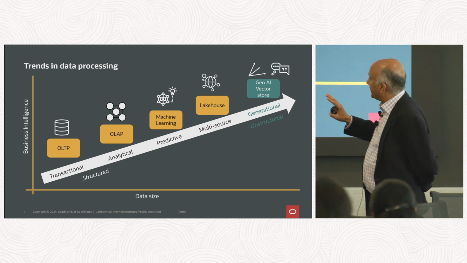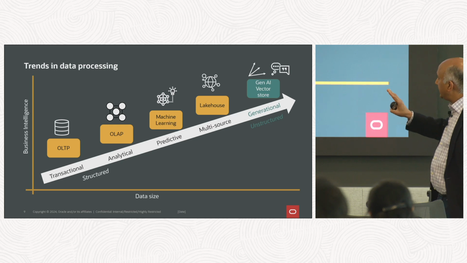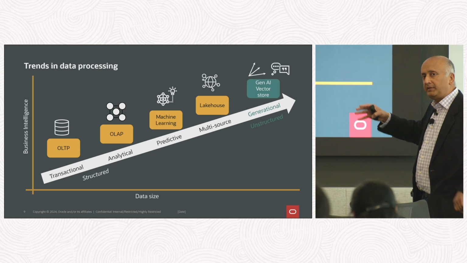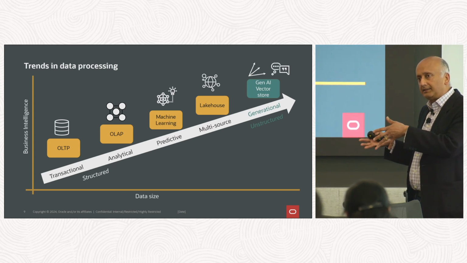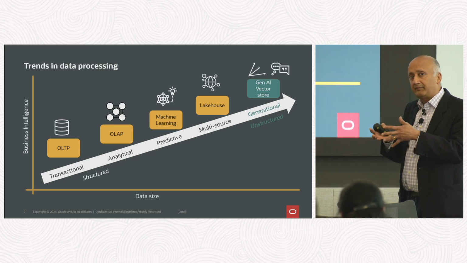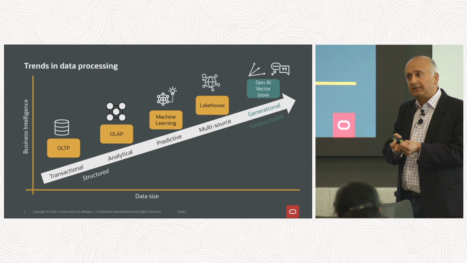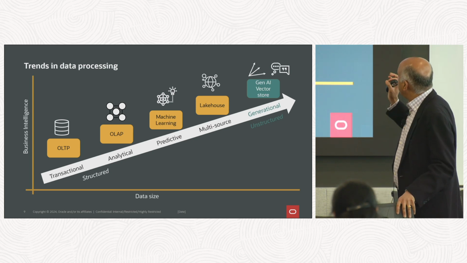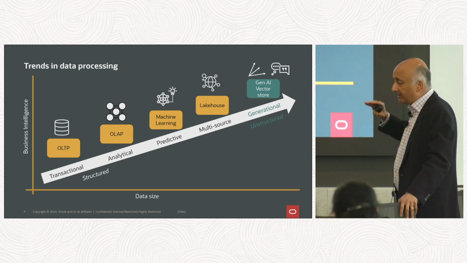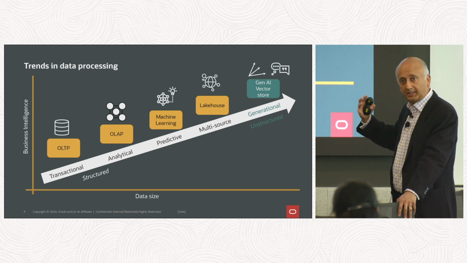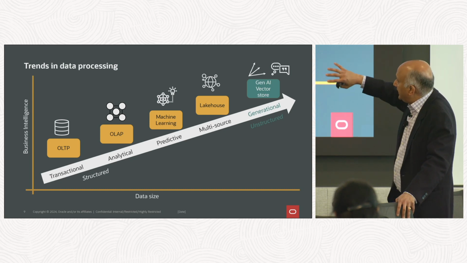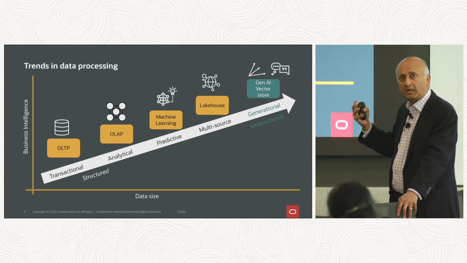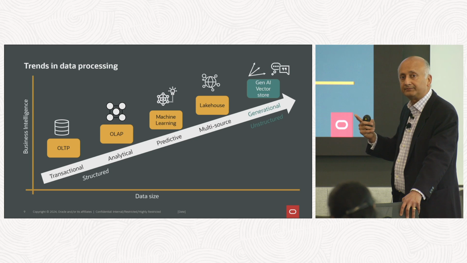If you look at it, we've been offering transaction processing, analytics, machine learning, and lakehouse. With each of these, the size of the data increases, the complexity of the application increases, but at the same time, the business intelligence customers get increases. With generative AI and vector store, we are talking about yet another order of magnitude more data, even more computational complexity, but the value the customers are going to get, what I'm calling business intelligence, is going to be even higher.